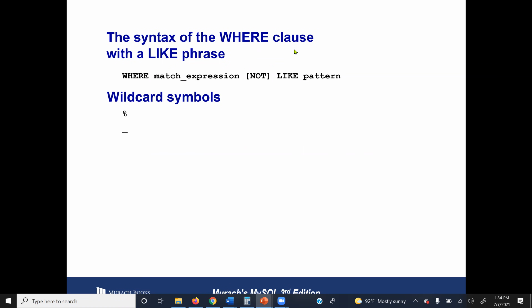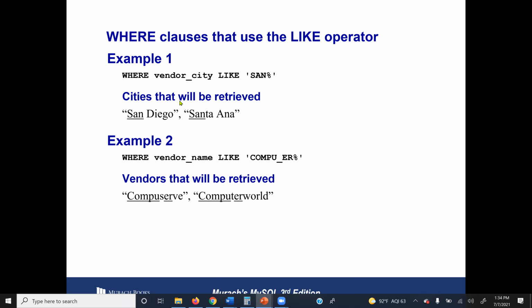So the syntax of the where clause, also we can use the like phrase. I think we went through this previously. So the syntax can be where we have expression, not or like, some pattern. It can be any pattern. It can be a value expression. And normally we can also use the wildcard symbol percent and also the dash. So let's see how this works.